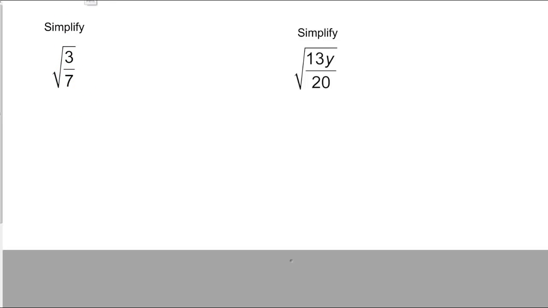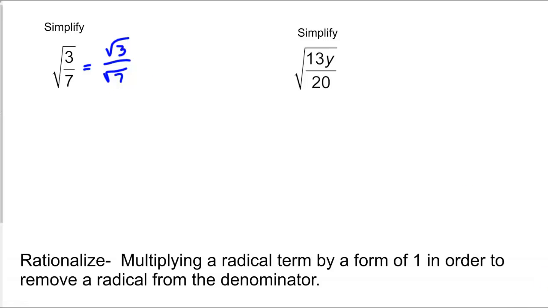What I can do in each case is start by taking and splitting the fraction into two separate radicals. I couldn't reduce, and now I have a radical in the numerator, which is quite alright, but I have a radical in the denominator. And this brings about a new property that we're going to have to talk about, and it's something called rationalizing. Now what rationalizing is, it's multiplying the radical term by a form of 1 in order to remove the radical from the denominator.